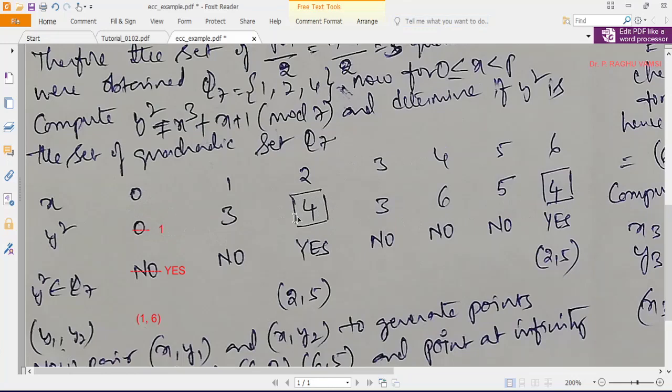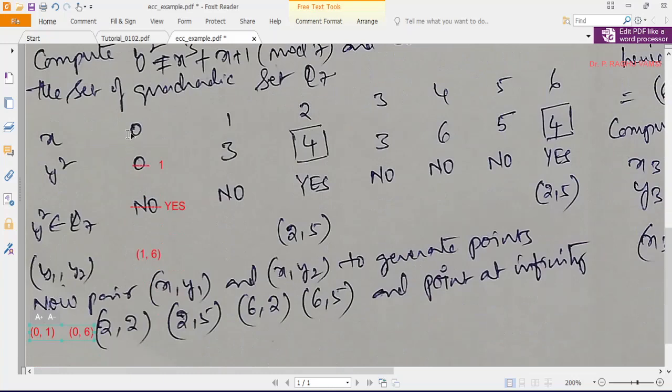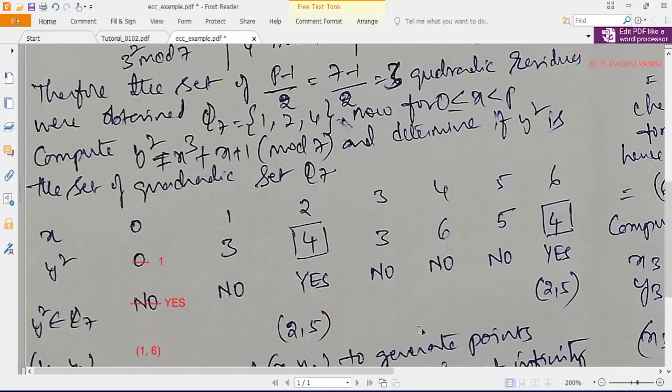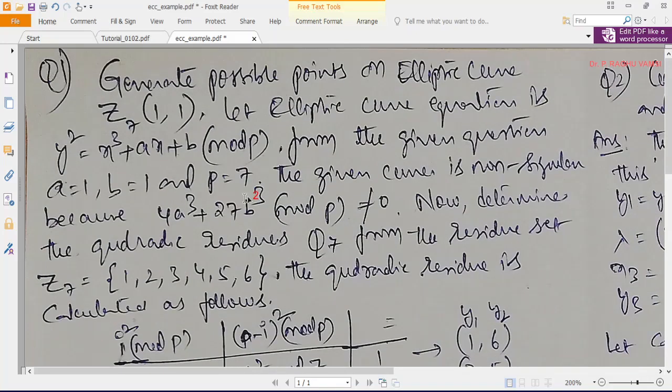For which value of y square belongs to the residue set, corresponding y1 y2 values have to be placed here. Once you place this, now pair the x value and y1 value and x value and y2 value to get a point that is to be generated on the elliptic curve. So with this we got 0 1, 0 6, 2 2, 2 5, 6 2, 6 5 and the point at infinity. So these are the points we got on the elliptic curve equation Z7 of 1 comma 1.